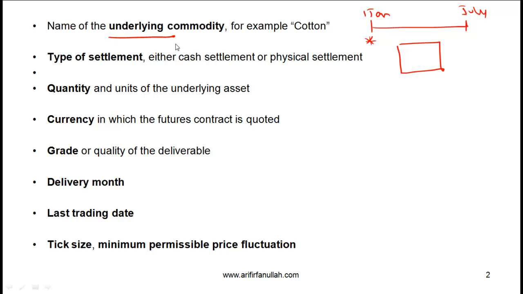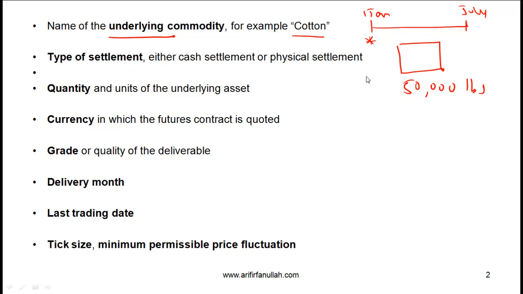Clearly the name of the underlying, in this case let's say that the underlying is cotton, so that needs to be specified. The type of settlement, either cash settlement or physical delivery. So for this futures contract we need to specify that at expiration of this contract, will we settle in cash, or is the short responsible for physically delivering the underlying? The contract also needs to specify what are the units of the underlying asset. So for example, we might say that the underlying is 50,000 pounds of cotton.